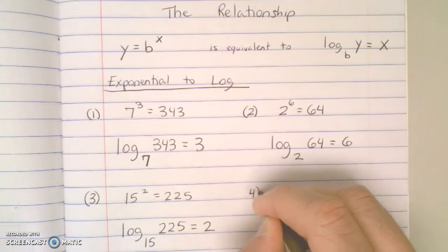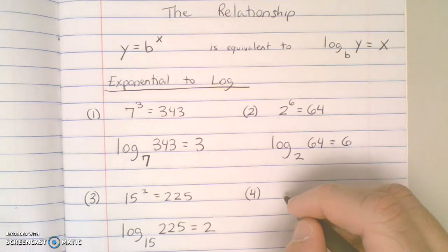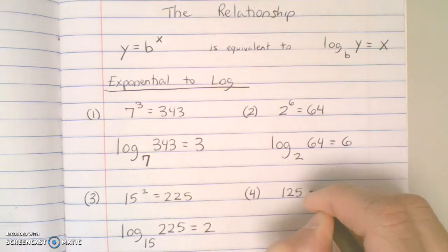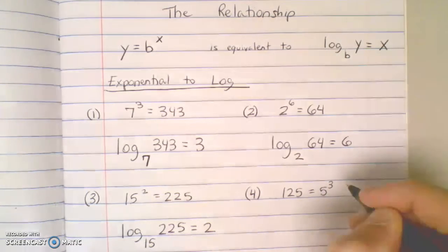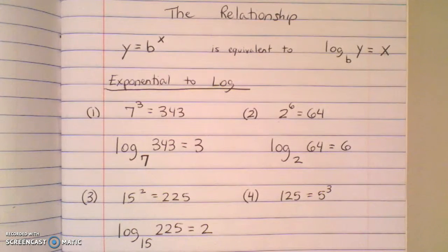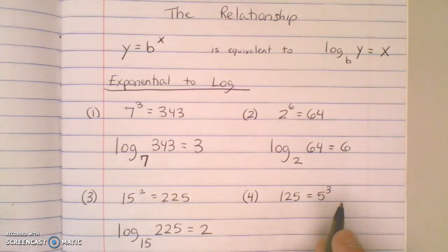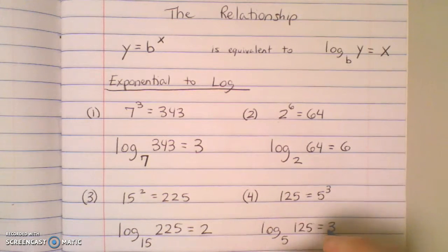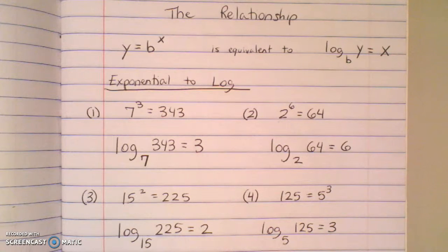One last example. Let's say I gave you the equation just written in a different form. Let's say I said 125 equals 5 to the third. So it's still the same process. You look for your base and your exponent, so the log base 5 of 125 is equal to your exponent of 3. And that's going from exponential to log form. We're also going to practice going from log to exponential.